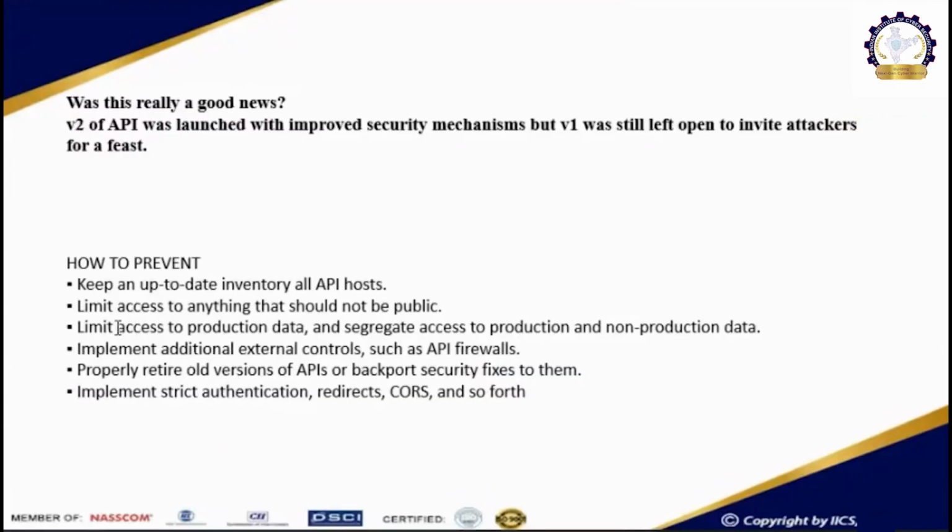We have an always up-to-date inventory of all API hosts. We have to limit the access to production data. That means you have to implement additional controls such as API firewalls. We have to properly retire older versions of the API, which means you should always terminate the older versions. Next, we implement strict authentication, redirects, calls, and so forth. So these are all the attack terms.